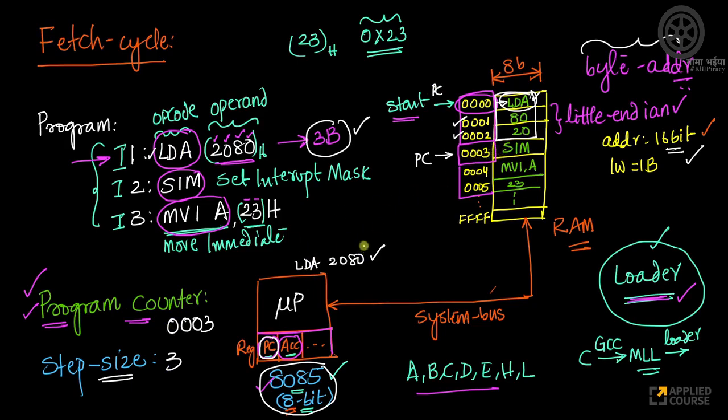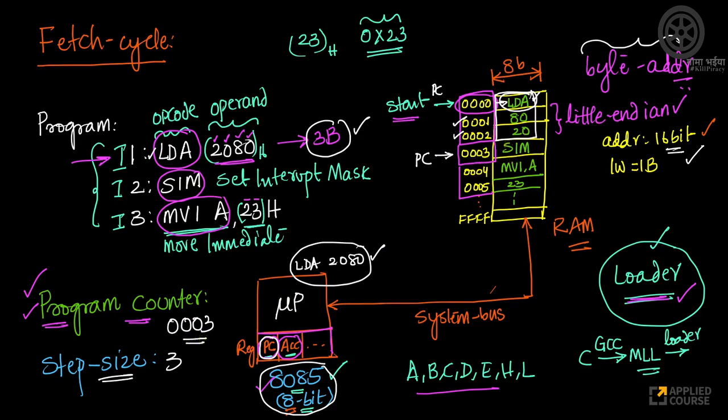Now, as soon as this instruction is completed, let's assume it is completed now, the microprocessor goes back to the program counter, because it knows that the address of the next instruction is already in the program counter. So the microprocessor now says, get me whatever data is stored at address 0003.